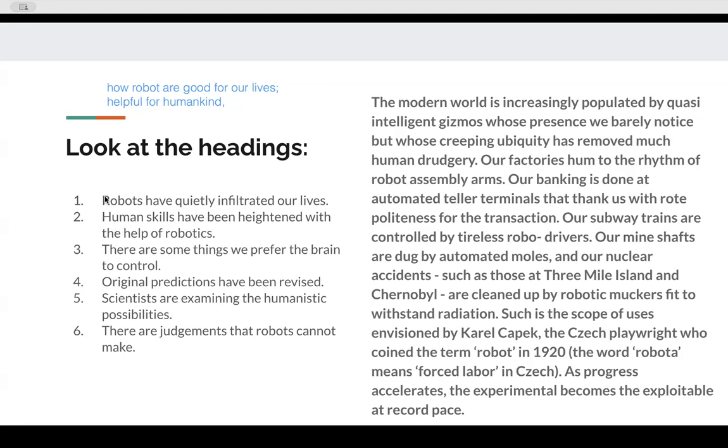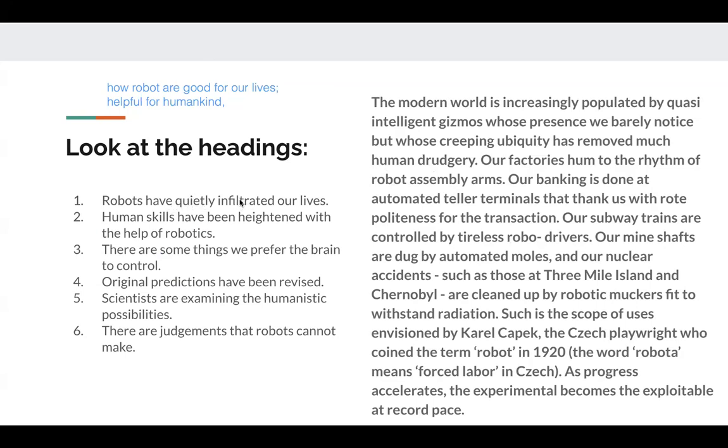Now, robots have quietly infiltrated our lives. So quietly, we said here, presence we barely notice. So it goes along with the word quiet. And infiltrated, we don't know, it kind of means came into our life and took over, right? But if we don't know the meaning of this word, we can keep the first heading as the probable candidate for the title of this paragraph. If we find something better, we will select that. Otherwise, we'll go with the first one.